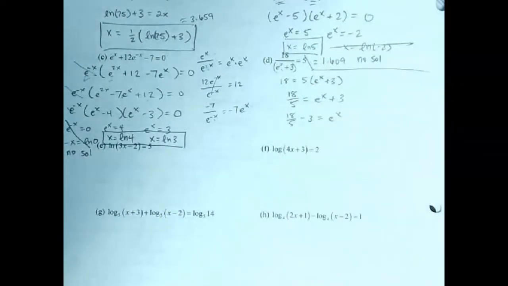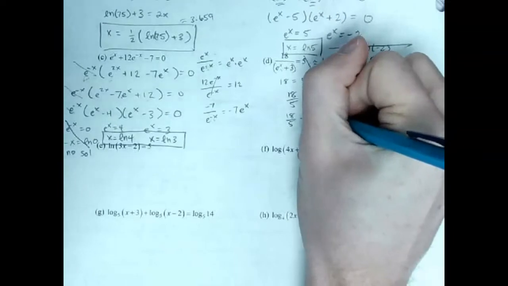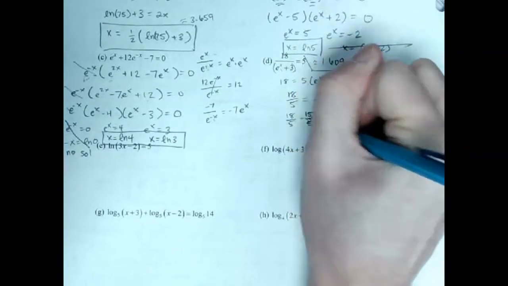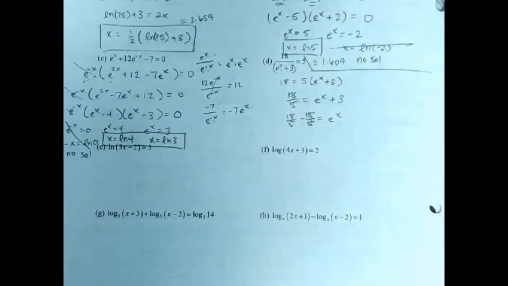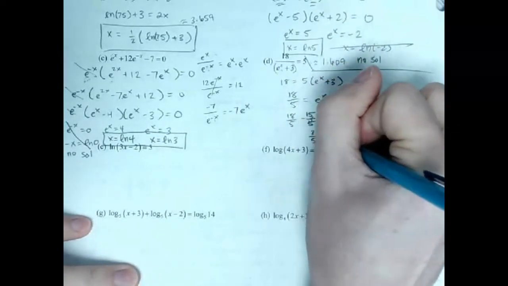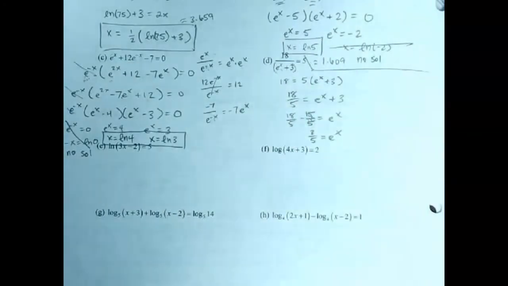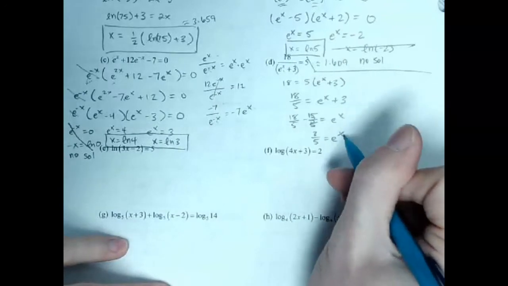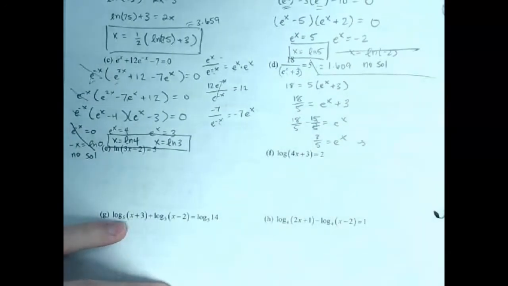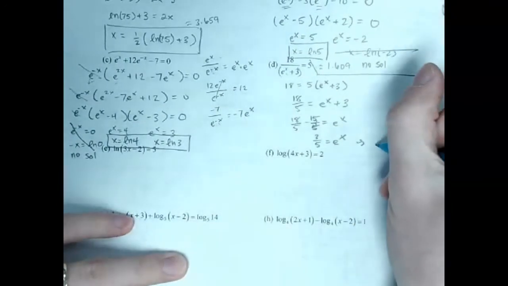And then, let's see, 3 would be the same thing as 15 fifths. So 18 minus 15 would be 3 fifths. Now, the next step, to get rid of this exponential, would be to take a log on both sides, or to rewrite it as a log.